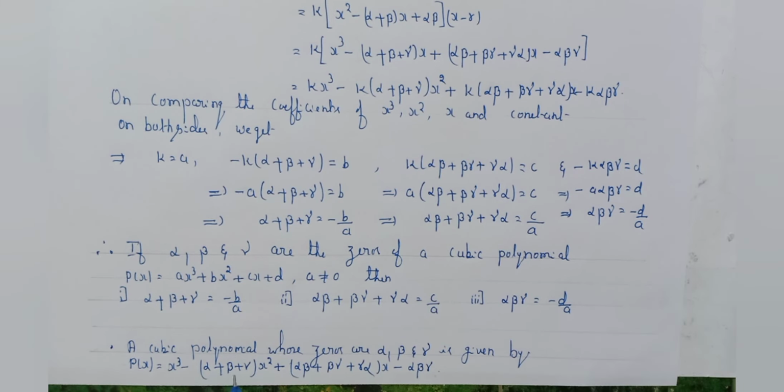And a cubic polynomial whose zeros are alpha, beta and gamma is given by p(x) = x³ minus (alpha plus beta plus gamma)x² plus (alpha beta plus beta gamma plus gamma alpha)x minus alpha beta gamma. So this is the general form of a cubic polynomial.